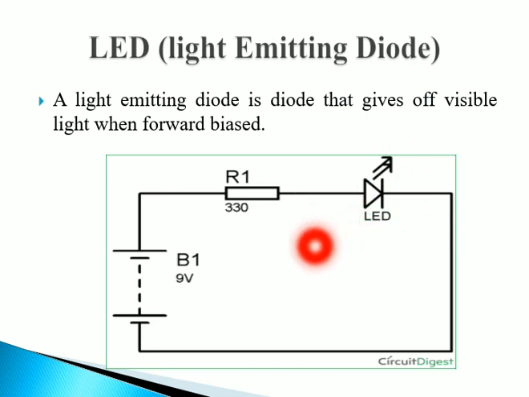Because of this, the free electrons are present in the conduction band at high energy, and the holes are in the valence band. Recombination takes place, and these recombining electrons release energy in the form of heat and light. This is how the process of the LED takes place.